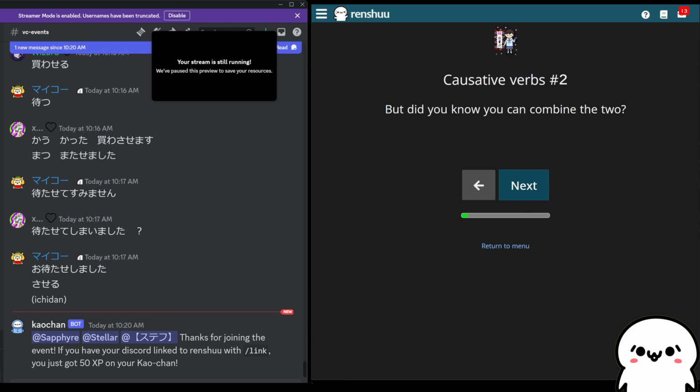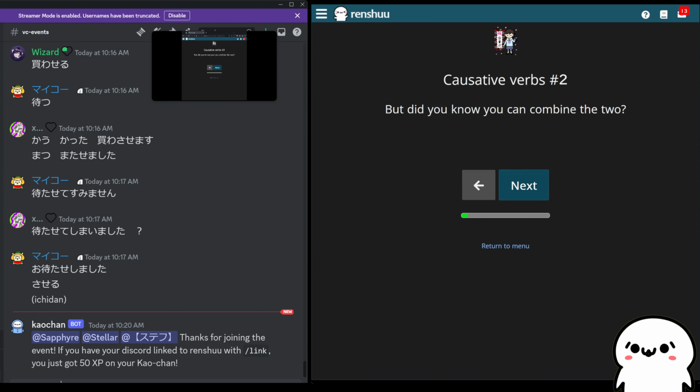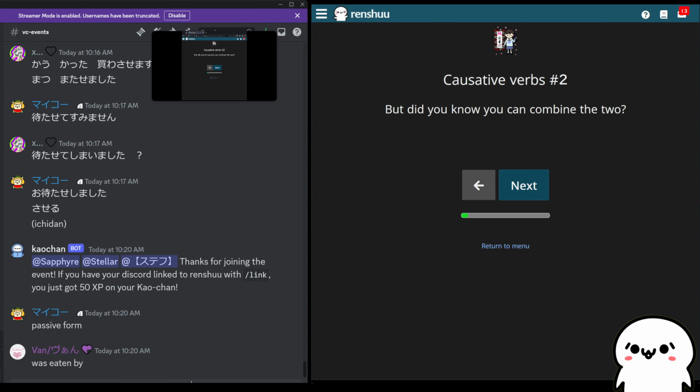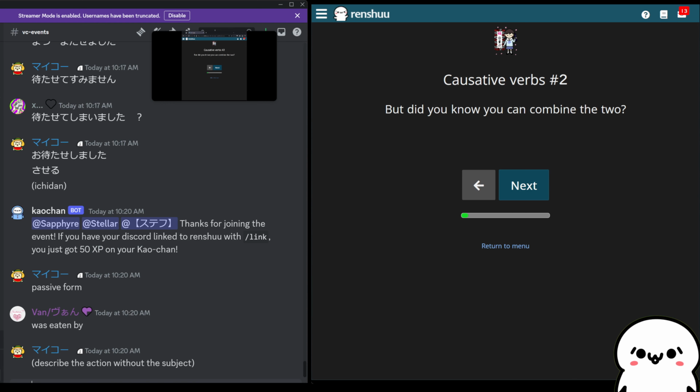Now, before we talk about this specific one, does anyone remember what passive form can be used for? Other than the core passive form, which is present in most languages, which is describing the action without the subject. The building was made 100 years ago. There was another way to use the passive form that's very unique to Japanese. It has a very specific nuance to it. Does anyone remember what it was?